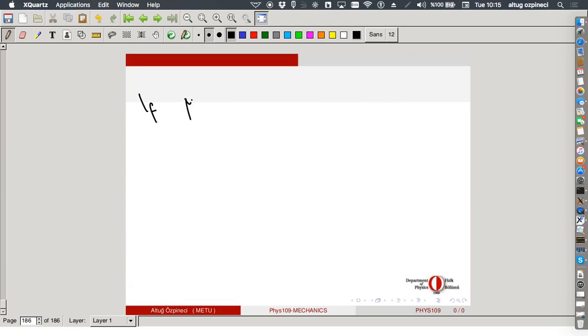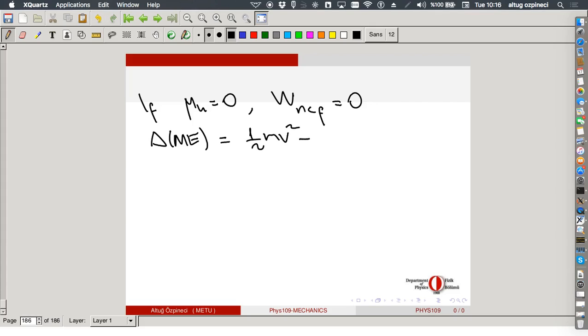If mu k is equal to 0, non-conservative forces don't do any work. It is 0. So the change in the mechanical energy, which is 1 over 2 mv squared, this is the final value of the mechanical energy, minus mgh, should be equal to 0. And hence, v should be square root of 2gh.